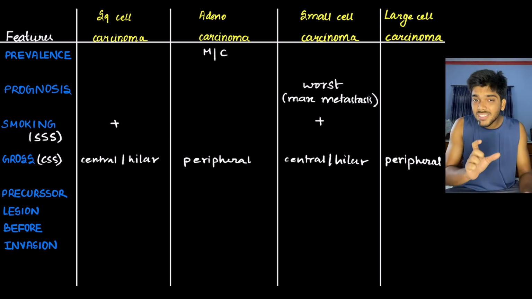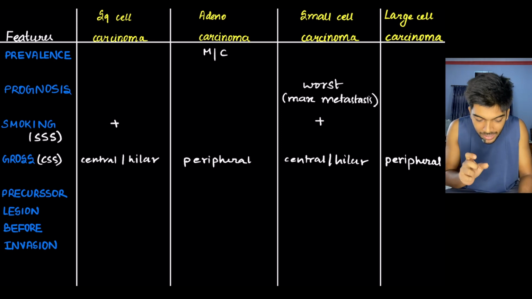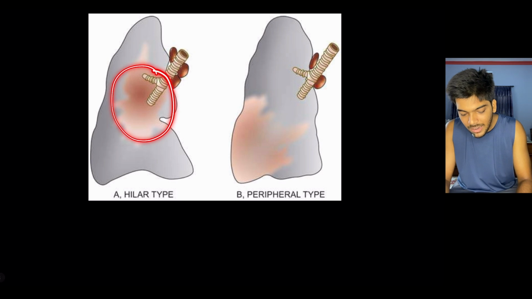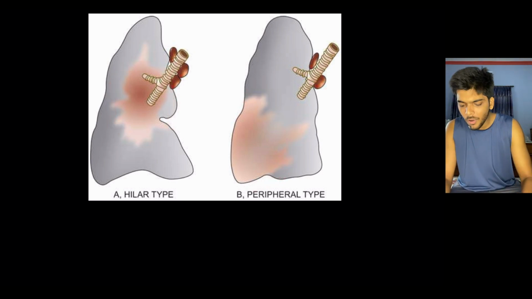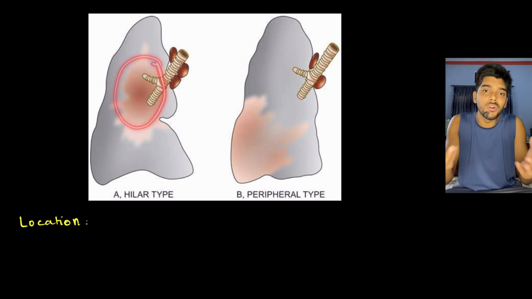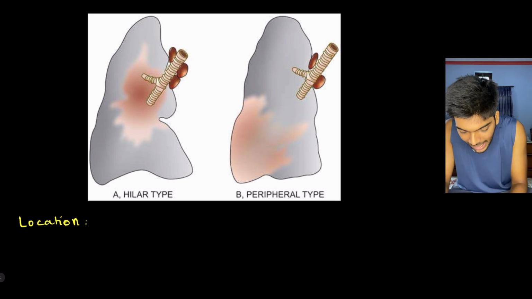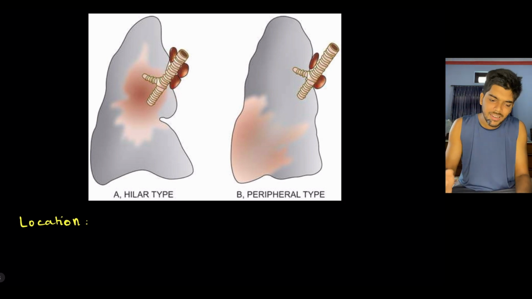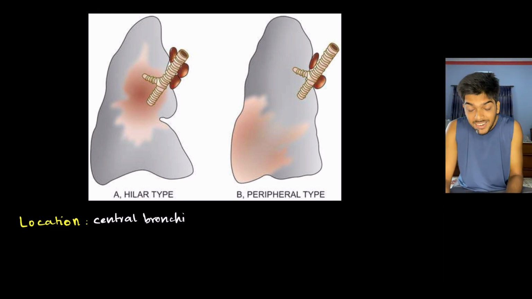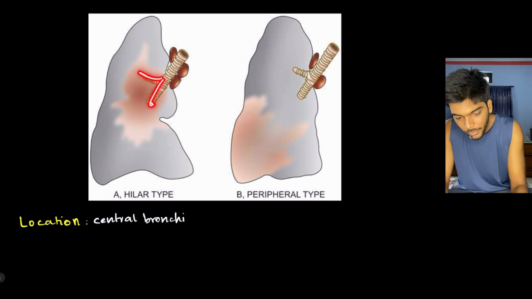Now, what is the main gross difference between central or hilar type and peripheral type? Let's see. This is the central or hilar type and this is the peripheral type. The obvious difference is in their location. So the central type is towards the center of the lung, so-called central type. Or it's towards the hilum of the lung, so also called hilar type. So location. It arises from the central bronchi. Remember, the central type or the hilar type arises from the central bronchi. Right here, the central bronchi.